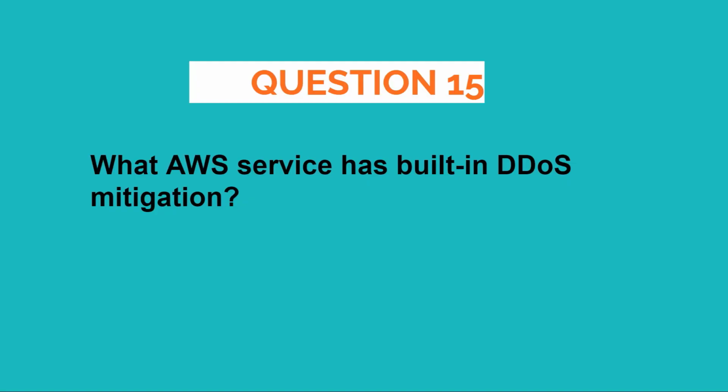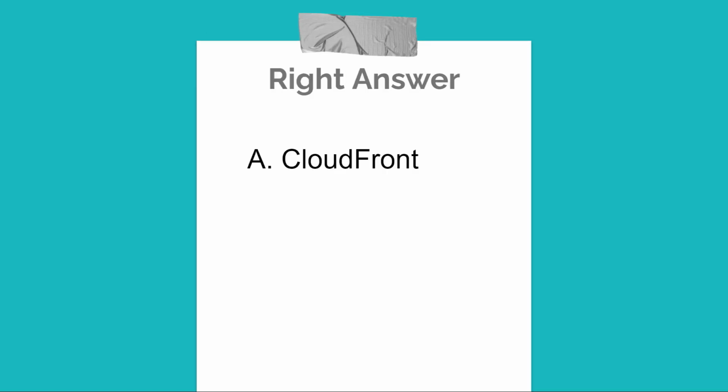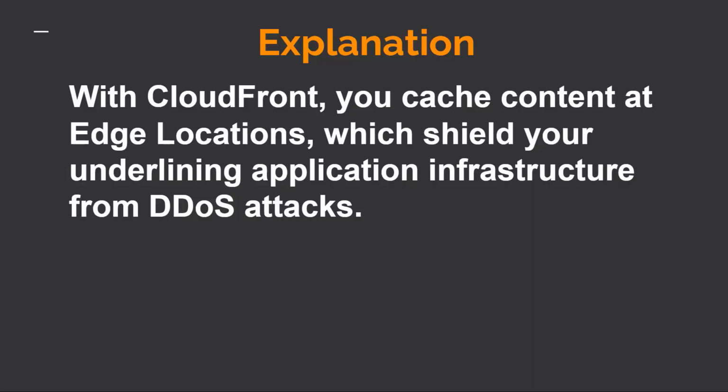Question. What AWS service has built-in DDoS mitigation? Option A. CloudFront, B. CloudTrail, C. CloudWatch, D. EC2. Right answer is A. CloudFront. Explanation. With CloudFront, you cache content at edge locations, which shield your underlying application infrastructure from DDoS attacks.